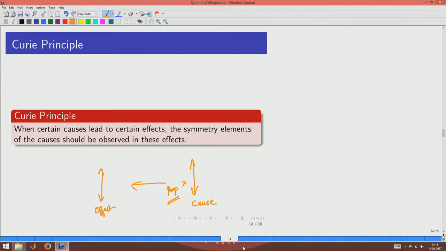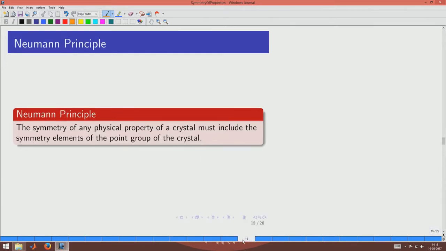now see what will help us with the properties, and that is where the so-called Neumann principle will help us. What the Neumann principle says is as follows: the symmetry of any physical property of a crystal must include the symmetry elements of the point group of the crystal.